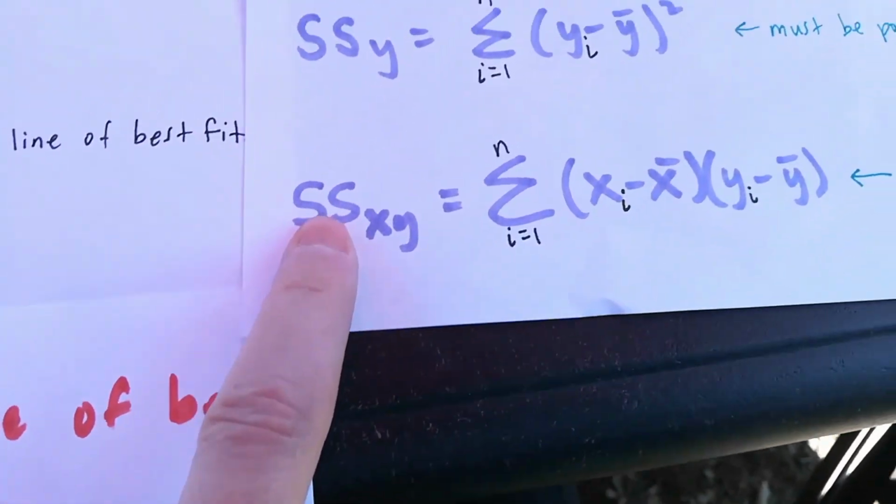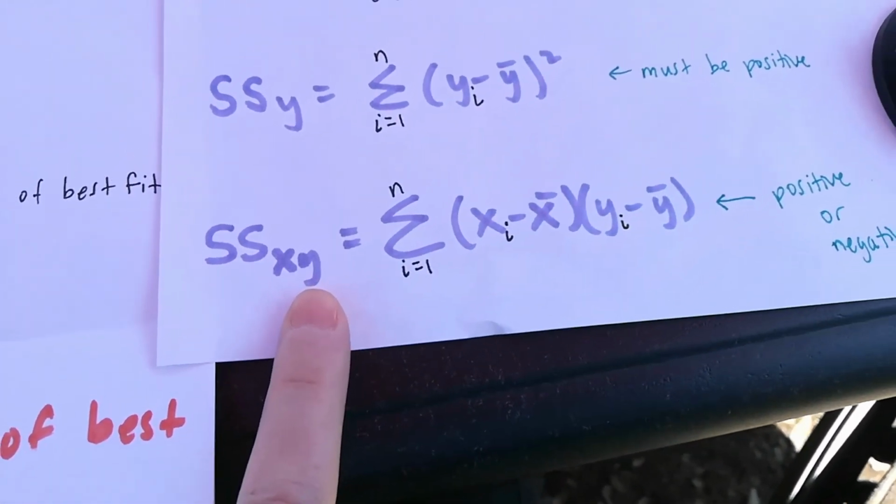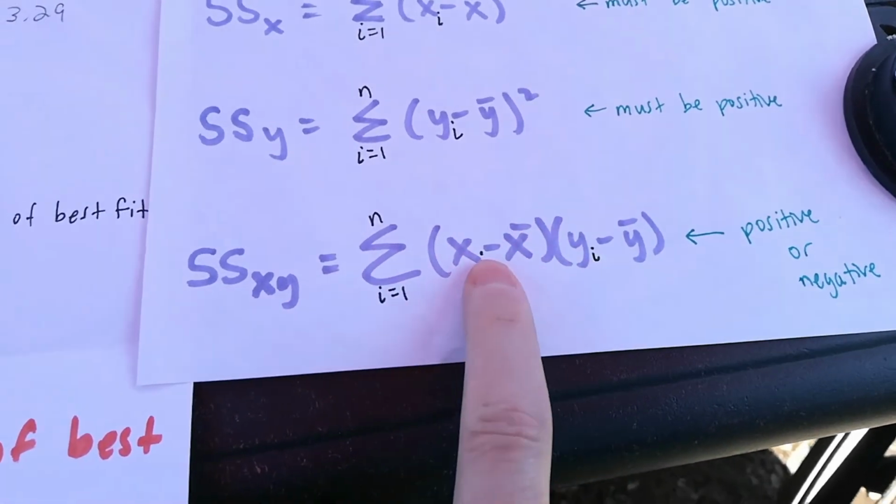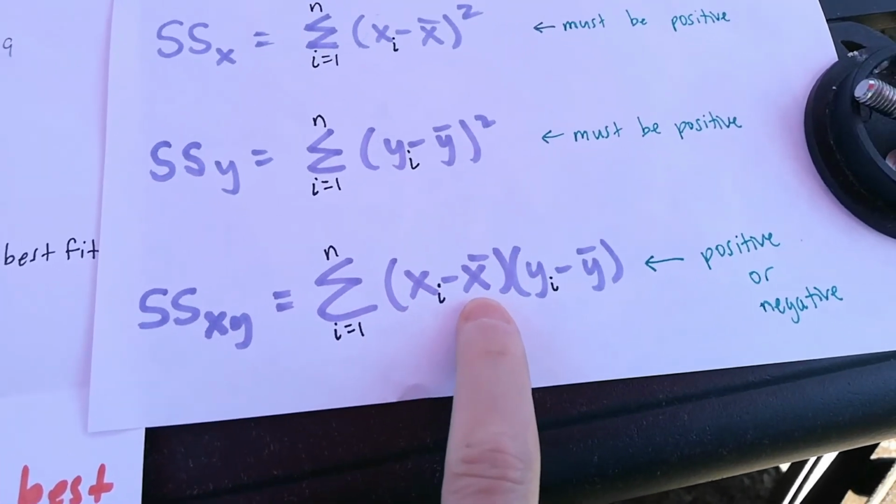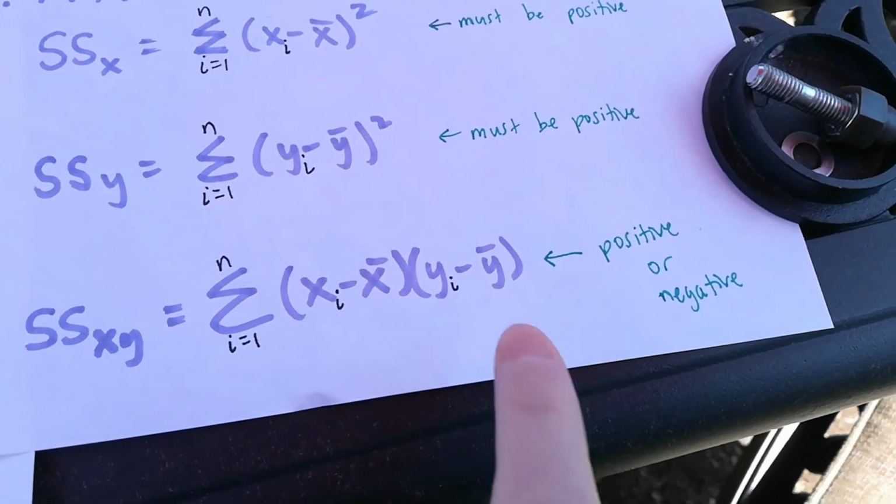But the sum of the squares of x's and y's, this is the definition for that, is to find the difference between the actual x and the average, and the actual y and the average. And when you multiply those together, this could be positive or negative because we're not squaring it, if you notice. All right, on to the next thing.